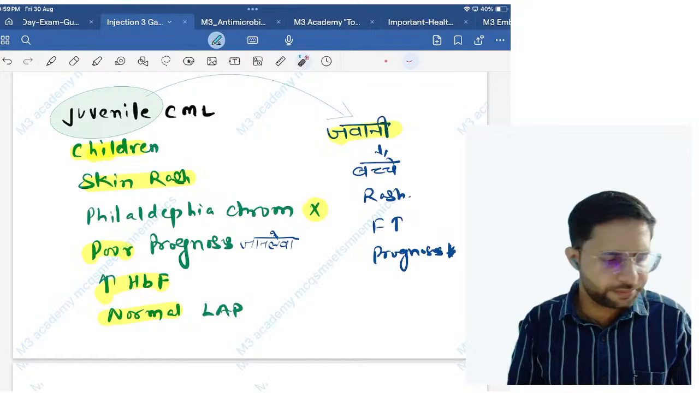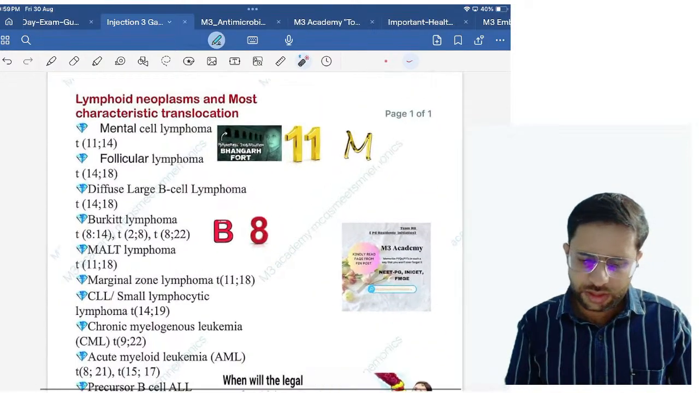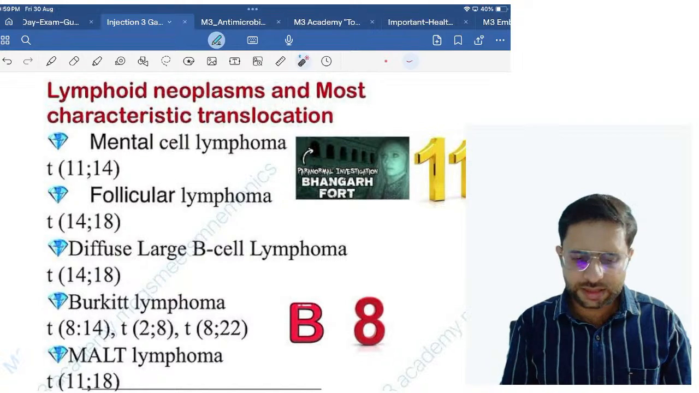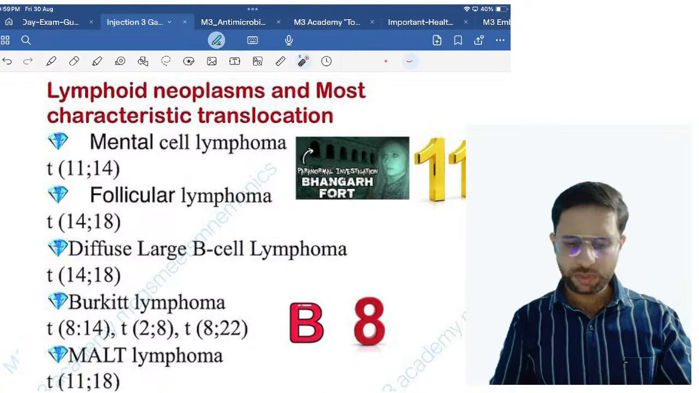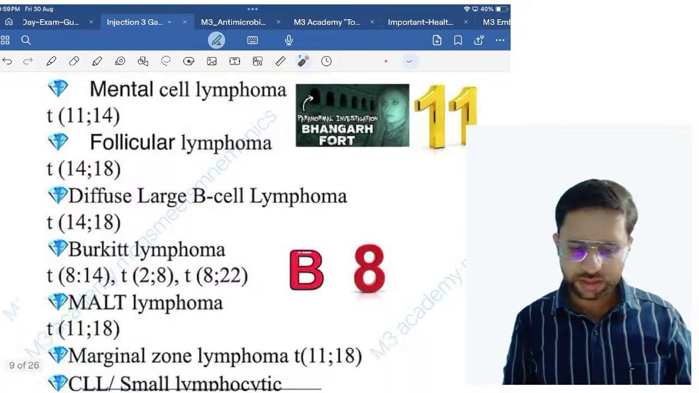Yes, so you can remember this. Shall we proceed? So these things we already discussed about this translocation in the lymphoid neoplasm. तो mantle cell lymphoma M को ऐसे टुकड़ा कर सकते हैं, तो 11:14 बनेगा.